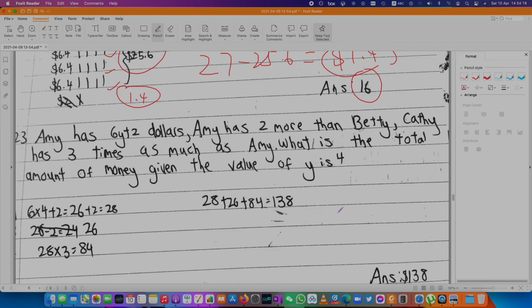Next. This question, the Amy question, is also very similar to Charmaine's weight question, and the other one about age. So you write down Amy, 6y plus 2. Amy has 2 more. So who has more? Amy. Amy has more. Now I want to find Betty. So Betty has less. So how do you get less? Minus. Correct. That's the question you need to ask yourself.